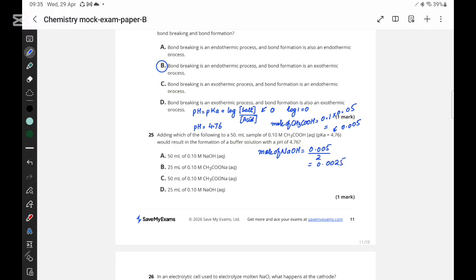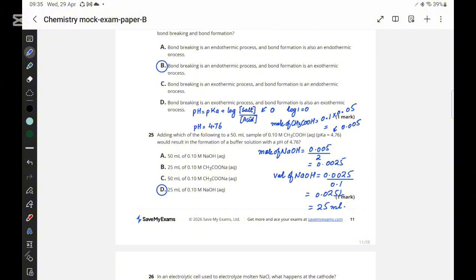For the moles of NaOH, that is going to be 0.005 divided by 2, that is 0.0025. So volume of NaOH needed is going to be 0.0025 divided by 0.1, and that comes out to be 0.025 liter, that is 25 milliliter. So 25 milliliter is going to be the D part.